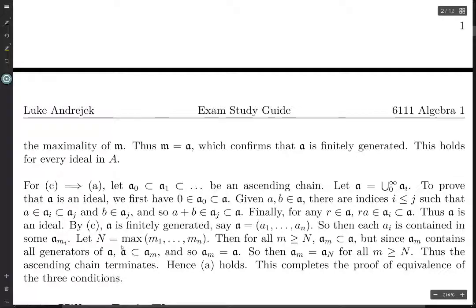And so, for every single A_j where j is greater than or equal to capital N, it will contain all of these generators, all the a_i. So, since A_m contains all generators, A is contained in A_m, so they're equal. So, A_m equals A_N, which equals the ideal A for every single m greater than or equal to N, and so this ascending chain terminates. This holds for every single ascending chain, and thus the ascending chain condition holds. And we're done. So A implies B implies C implies A, which means they're equivalent.